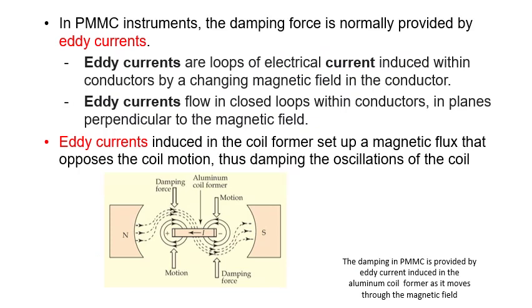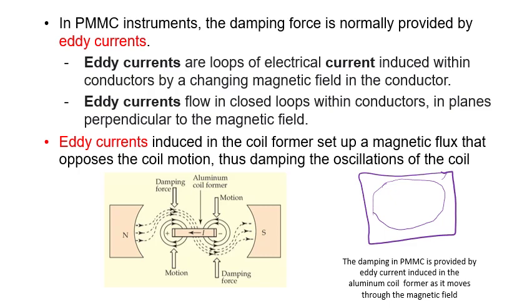Eddy current is a current flowing in the core due to the magnetic field surrounding it. The current is going to flow in a closed path inside the core. If I assume this is the core, it is metallic, so the metallic element in a magnetic field will get current induced in it, and the current is going to have a closed path within the metallic part. So this is called eddy current.